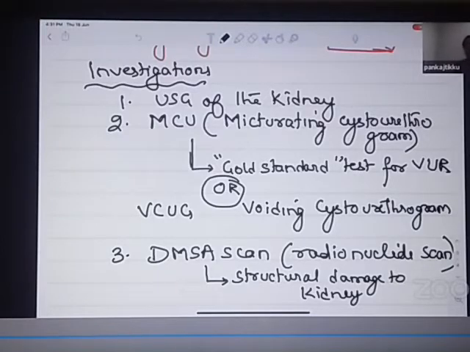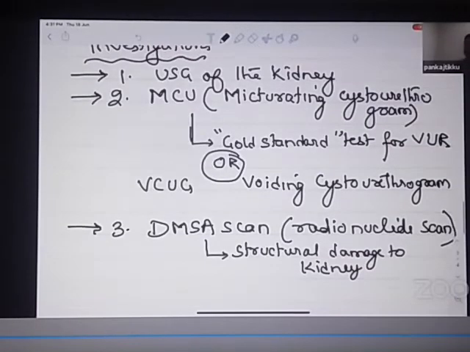So which are the three investigations we'll do? We'll do an ultrasound, we'll do a micturating Cysto-Ureterogram, also sometimes called a voiding Cysto-Ureterogram, and we'll do a DMSA scan. So these are the three investigations that should be done in these children to identify a VUR or damage to the kidney because of a VUR. So it's like this. Please see this.